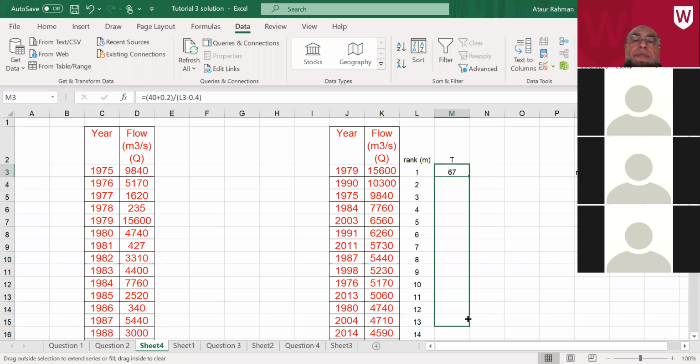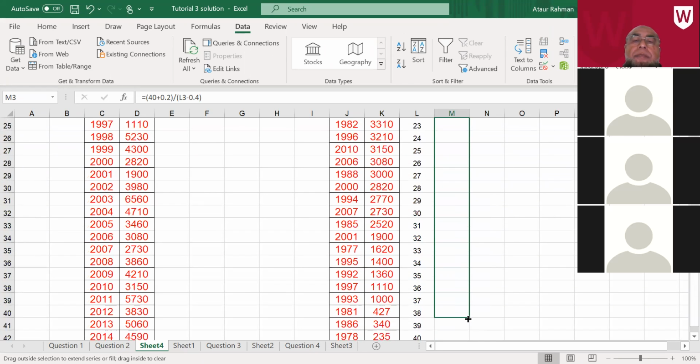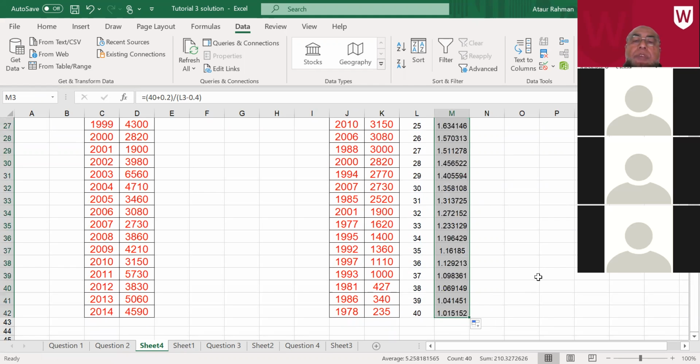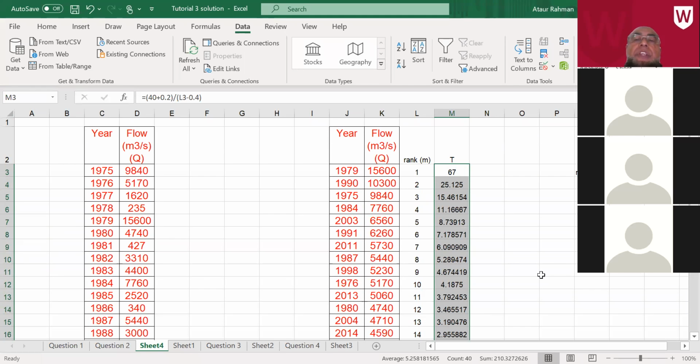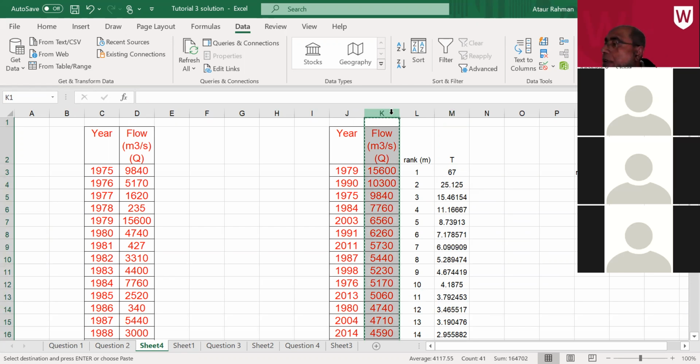And if we copy it down now, then we'll get the return period for all the flow in years. So that is our return period T for each of the flow. Now in the non-parametric method, we have to plot this return period in x-axis and flow on the y-axis. So that's why I'm copying it here again, Control V here.